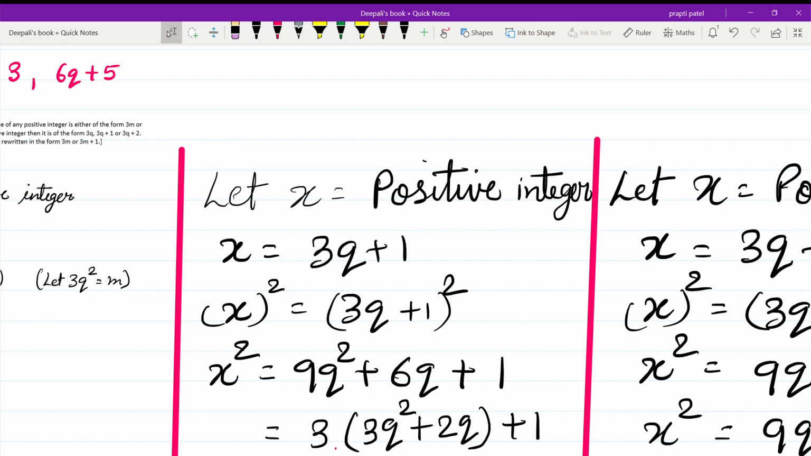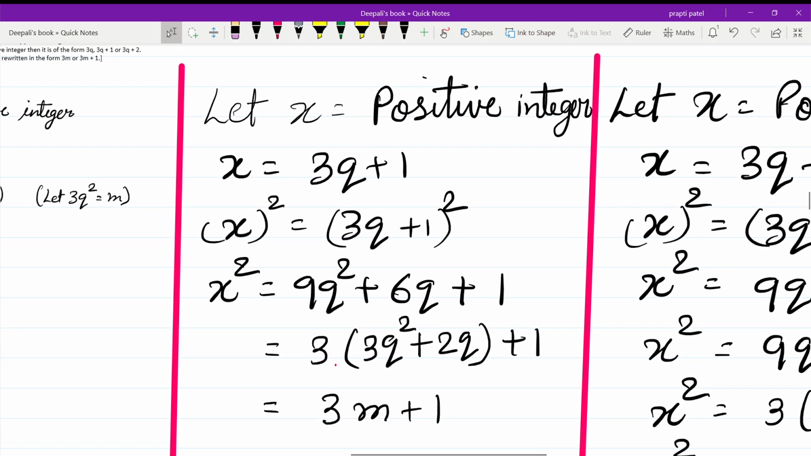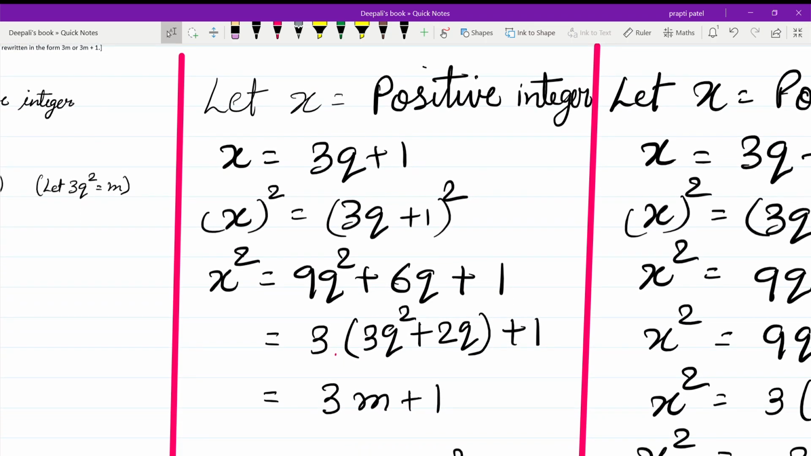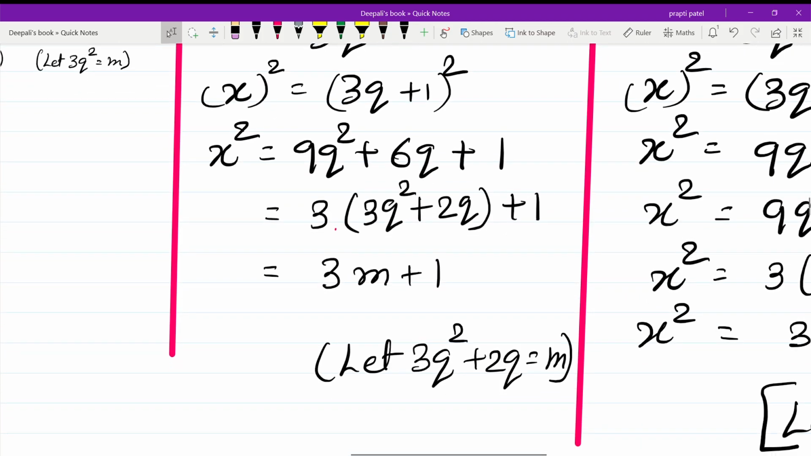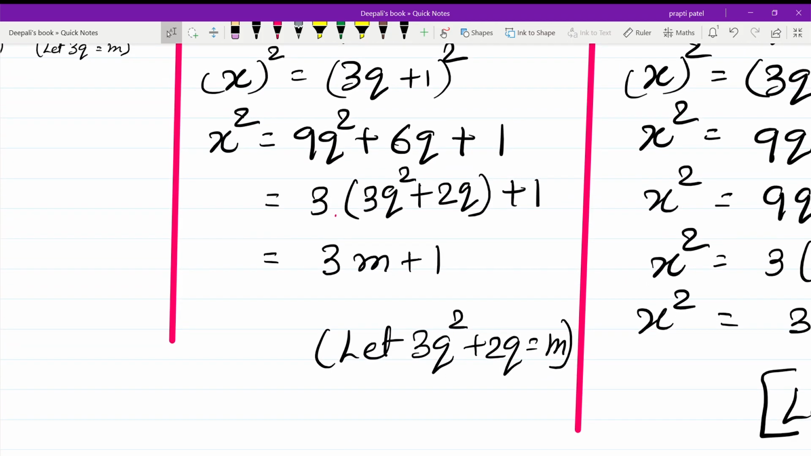So, x square is equal to 3q plus 1 whole square. That is, x square is equal to 9q square plus 6q plus 1, which is equal to 3 into bracket 3q square plus 2q plus 1, which can be written as 3m plus 1 form. Let 3q square plus 2q is equal to m.